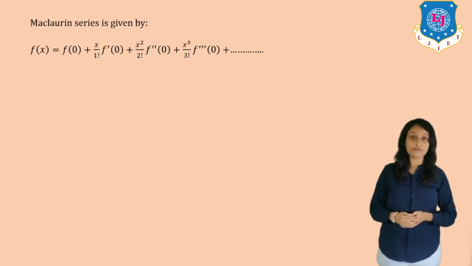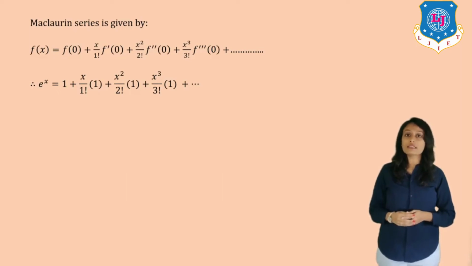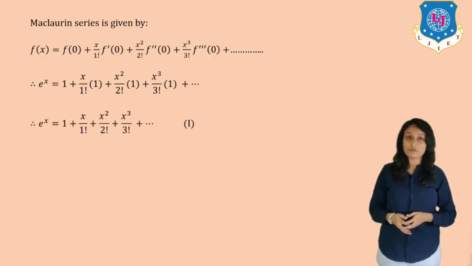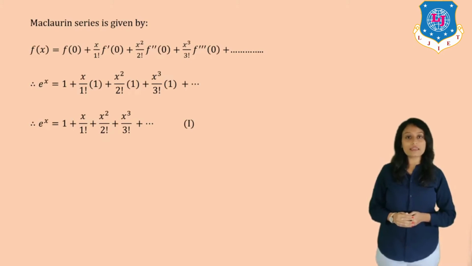f of x is equal to f of 0 plus x upon 1 factorial f dash 0 and so on. Now what we will do, we will substitute the value. So f of x is equal to e raised to x, right? So f of 0, 1 plus x upon 1 factorial into 1, right? We have all the answers 1. So in place of f of 0, f dash 0, f double dash 0, everywhere we will write 1. On simplification we will get e raised to x as 1 plus x upon 1 factorial plus x square upon 2 factorial plus x cube upon 3 factorial and so on.